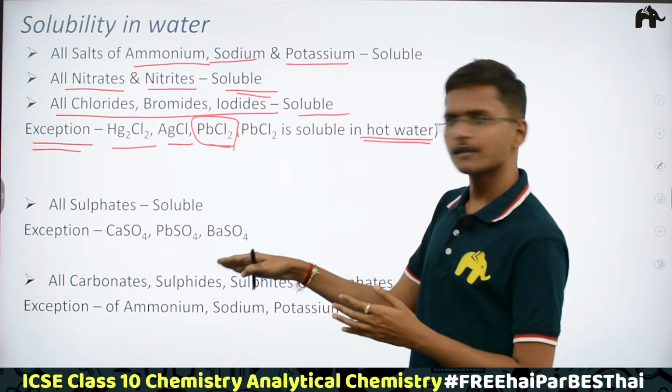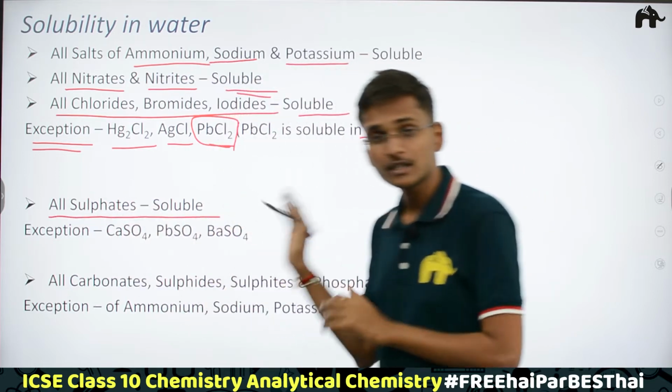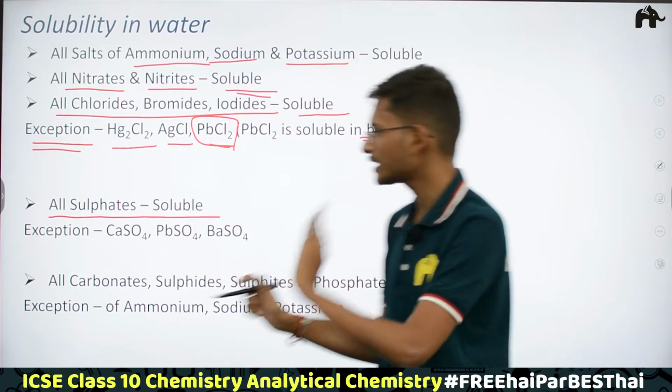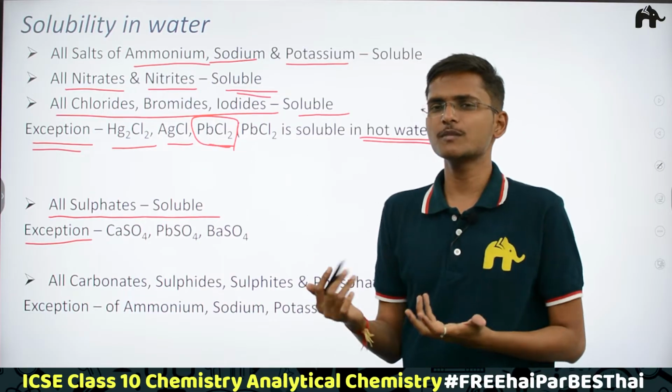Now the fourth one and the fifth one. So fourth one is also very simple. All sulfates are soluble, but just there comes three exceptions again. These three exceptions won't change. Here also three exceptions. You just remember as three idiots.